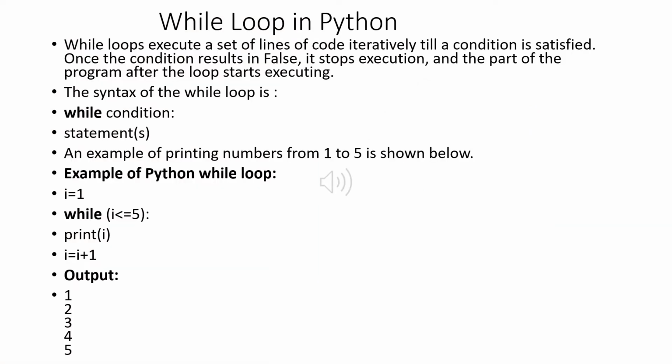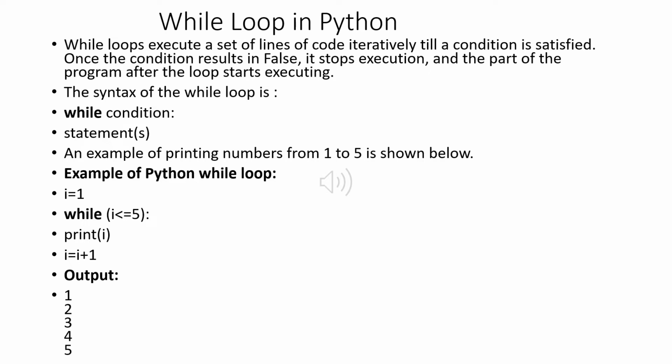Now I would like to introduce the while loop in Python. A while loop executes a set of lines of code involving iteration till a condition is satisfied. Once the condition results in false, it stops execution and the part of the program after the loop starts executing. The syntax of the while loop is: while condition colon, statements.